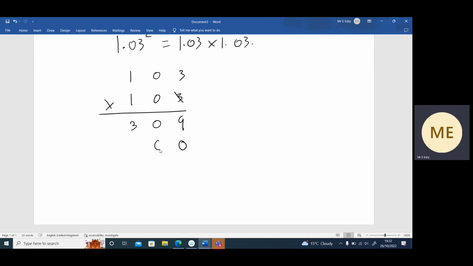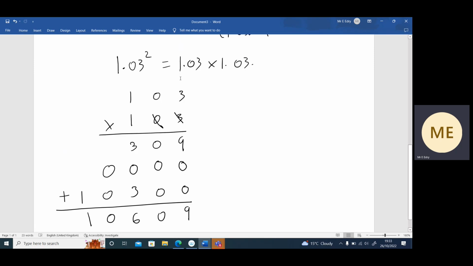0 times 3 is then 0. 0 times 0 is 0. And 0 times 1 is 0. We are now in the hundreds column, so I'm going to insert 2 zeros to show that I'm now in the hundreds column. 1 times 3 is 3, 1 times 0 is 0, 1 times 1 is 1. I now need to add up the 3 rows that I have, giving me 9, 0, 6, 0, 1.